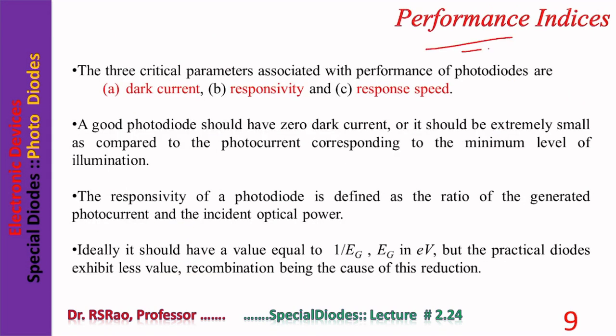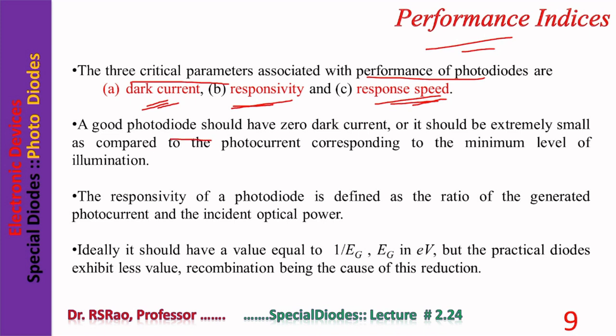Some points regarding performance indices of photodiodes. There are three critical parameters in case of photodiode performance. One is dark current, another is responsivity, third one is response speed. What are these parameters? What is their significance? Out of the three, one is already introduced. Remaining two, here we talk about.